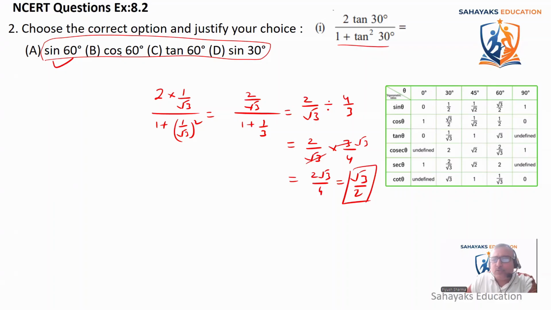Cos 60 is equal to root 3 by 2? No, cos 60 is 1 by 2. So this is not correct. Tan 60 is root 3. This is not correct. Sine 30 is 1 by 2. This is not correct. So the correct answer is sine 60.